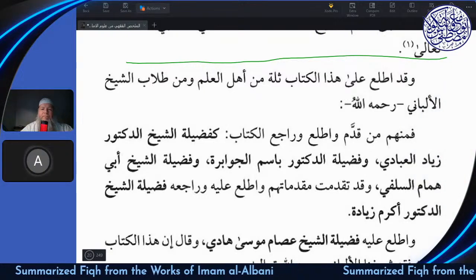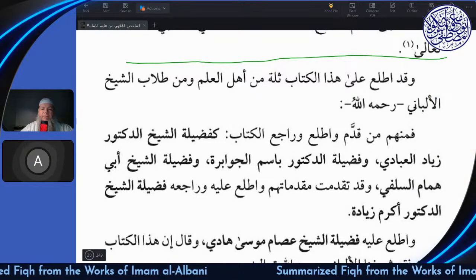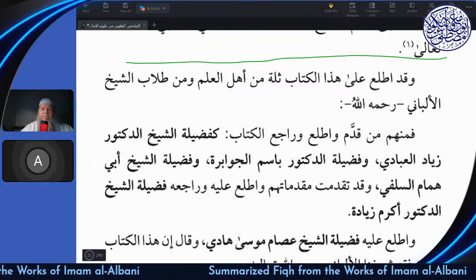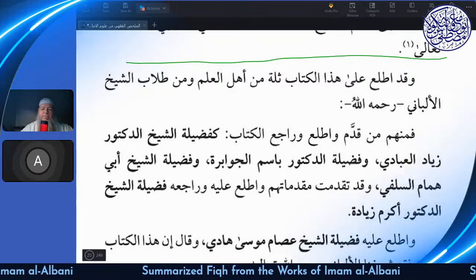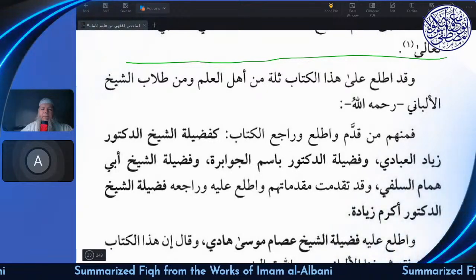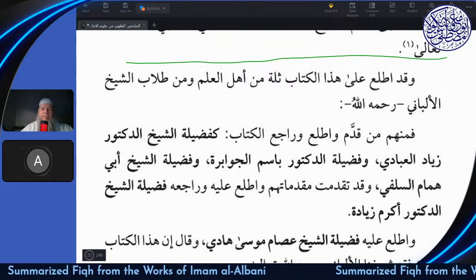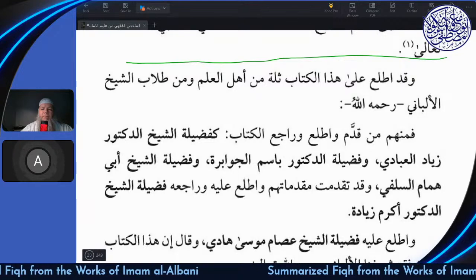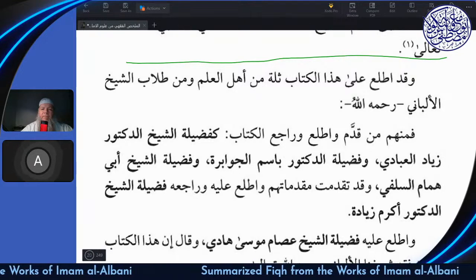نعم. فمنهم من قدم واطلع وراجع al-kitab. So from them is the one who wrote an introduction, and they read and they reviewed the book.